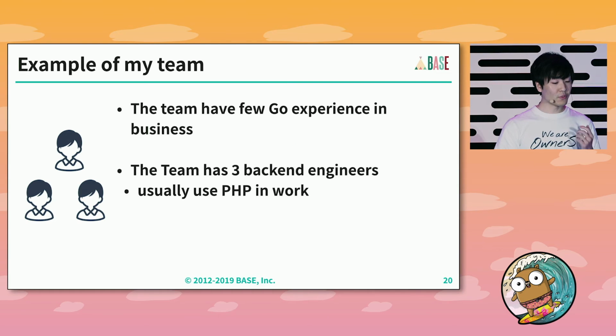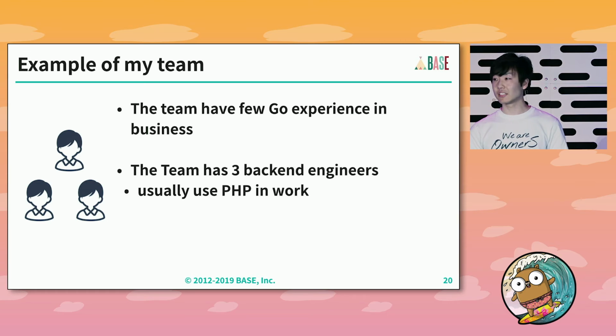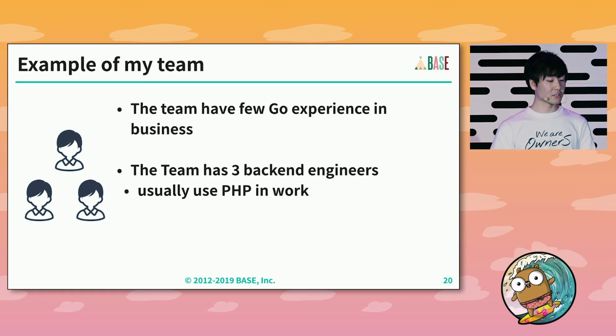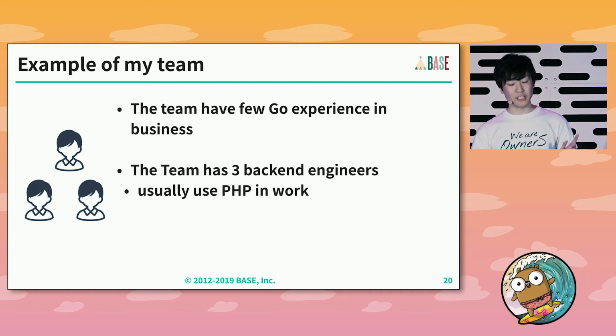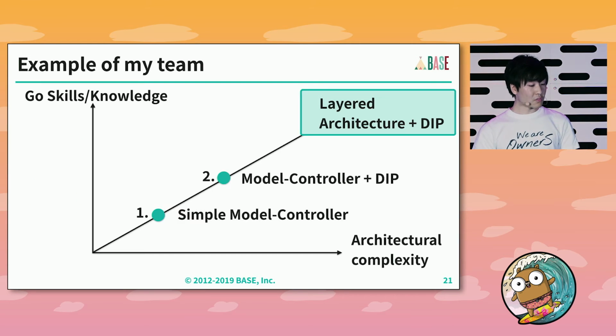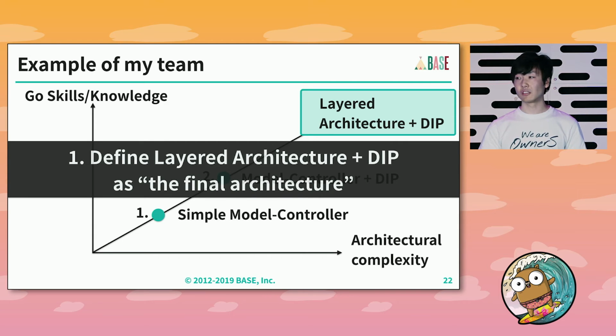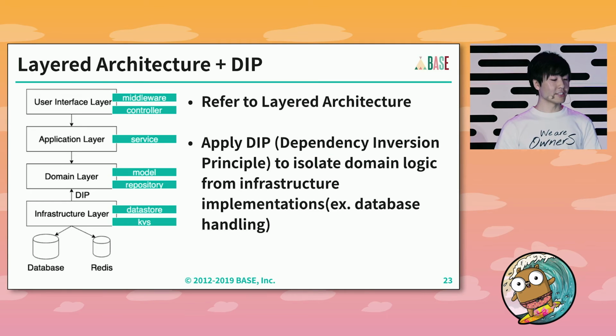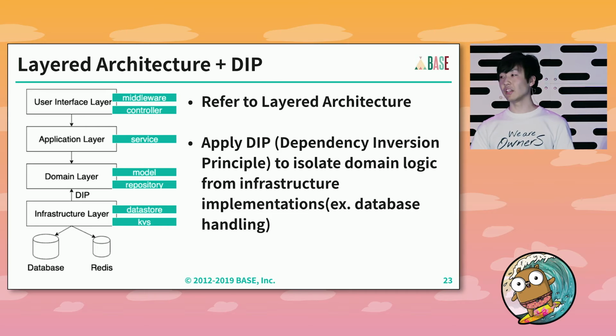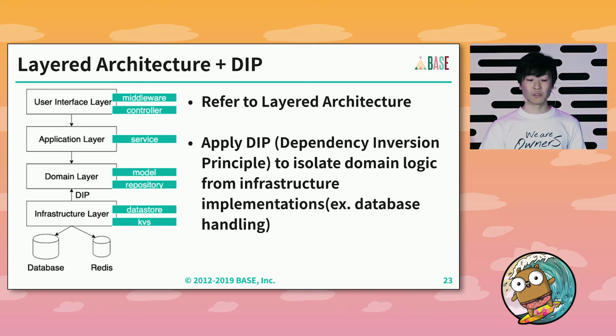I show the example of my team. My team had little Go experience in business. The team had three backend engineers. They usually use PHP in work. First, I define the layered architecture plus DIP as the final architecture. I explain what the layered architecture plus DIP is. It's this design. I refer to the layered architecture, and I try to apply DIP. It's the dependency inversion principle, to isolate domain logic from infrastructure implementations, such as database connection handling and so on.